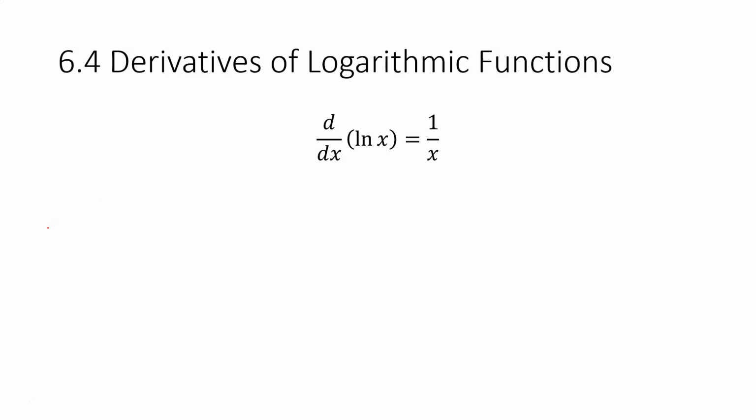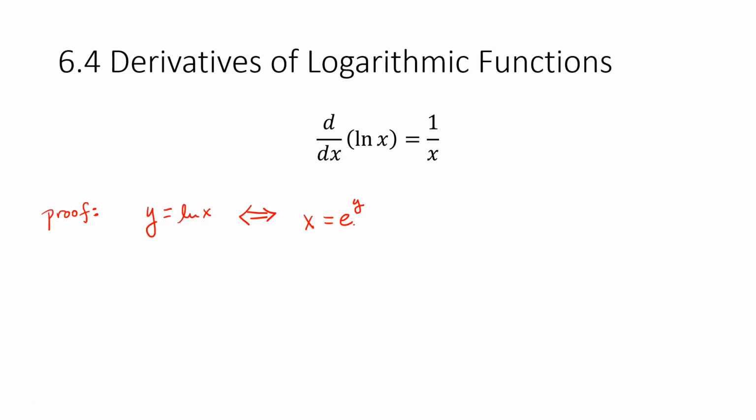A good way to start it is to start with letting y equal to ln x. So now essentially our goal is to find a formula for dy dx. One thing I can do is I can interchange this now into its exponential form. So we know that y equals ln of x can be written as x equals e to the power of y.